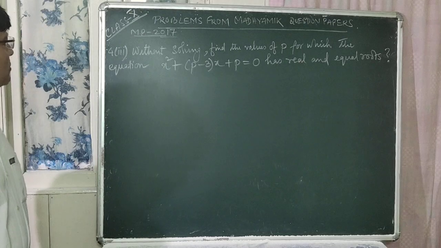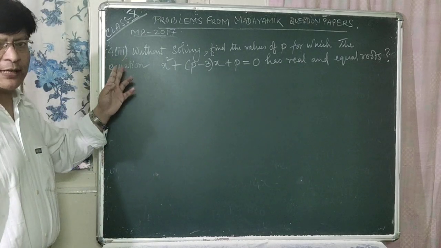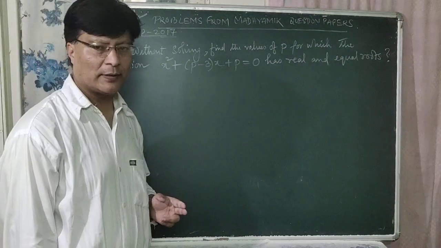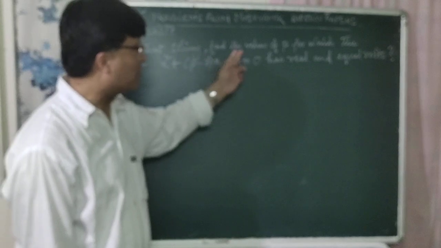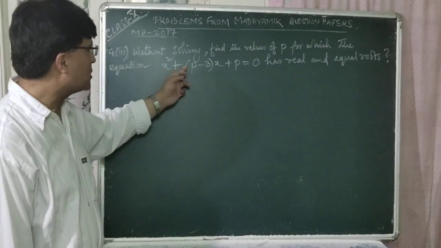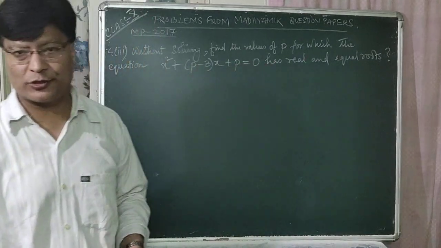So now we'll do question number 4.3. This question also carries 2 marks. So without solving, find the values of p for which the equation x square plus (p minus 3) into x plus p is equal to 0 has real and equal roots.